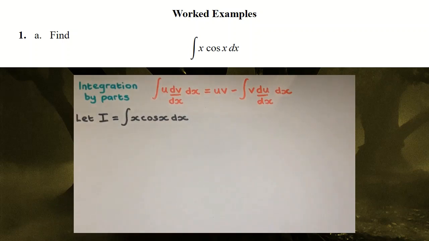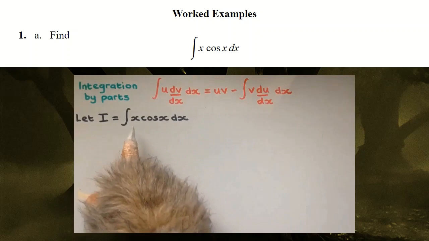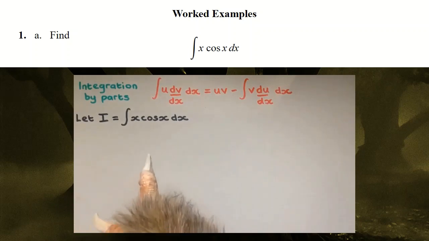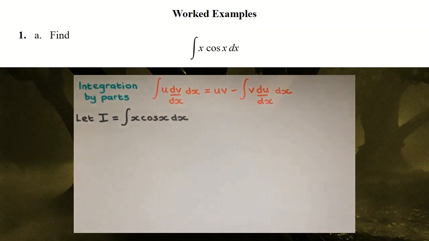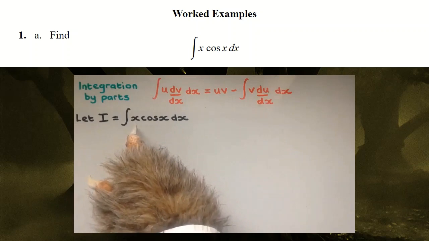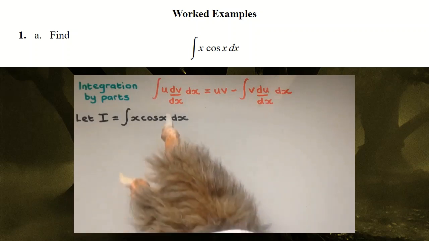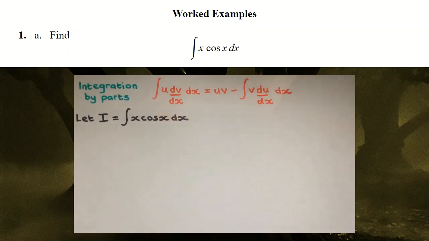So our first task is to decide which out of the x and the cos x is going to be the u and the dv by dx. So we think of it like the product rule. In the product rule, we're talking about u and v as the product of two functions. It's the same idea here. We want x and cos x as our product to represent u and dv by dx.